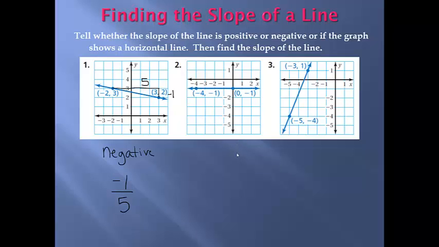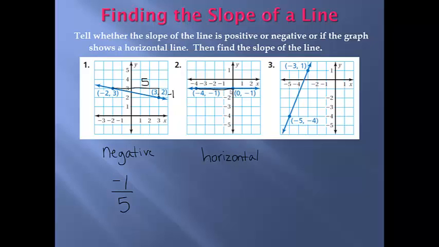For number 2, you notice that we have a horizontal line. Now we need to find our slope. If we start at one of our points, we can do our rise over run. For our rise, we don't have to go anywhere. Our run, we go over. So we would go 1, 2, 3, 4.